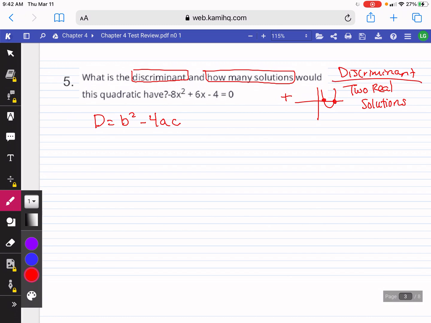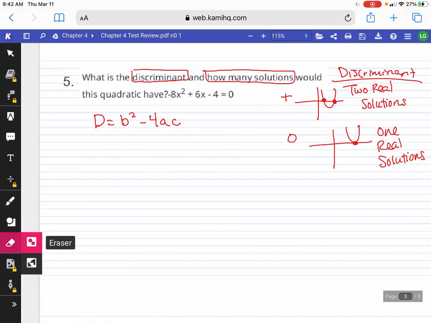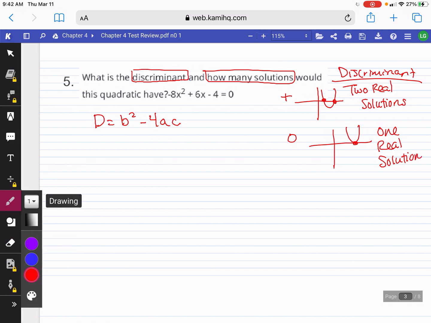If you have a 0 discriminant, then your graph has 1 real solution. Notice your solutions are your x-intercepts. And then if you have a negative discriminant, your graph is going to have no solutions. In other words, it does have some, but the reason you're not going to see any real solutions is because they're imaginary. So this one would have no real solutions, but it would have 2 imaginary solutions.